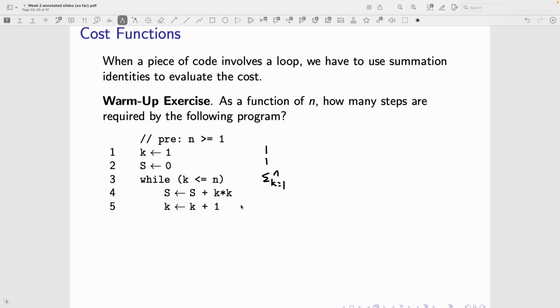How should I draw this for now? I'm just going to lump the whole loop together as one thing. Say that each of these operations take one step. So 1 plus 1 is 2, and 2.